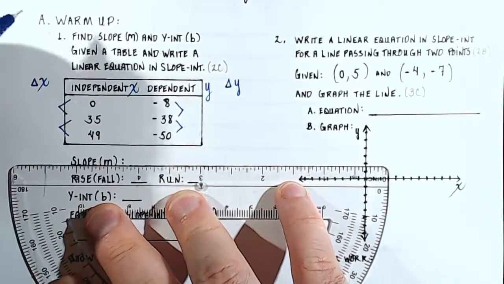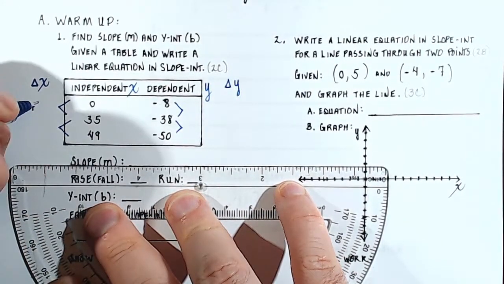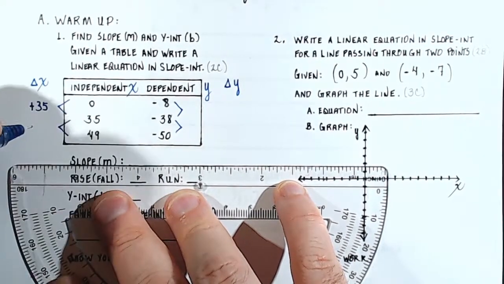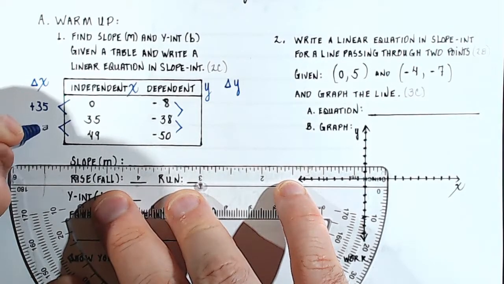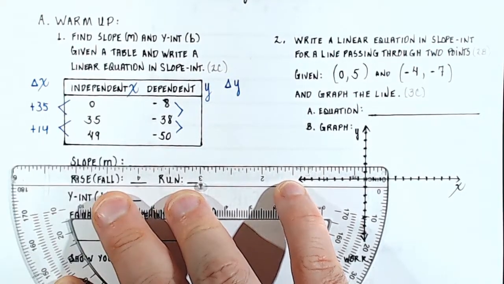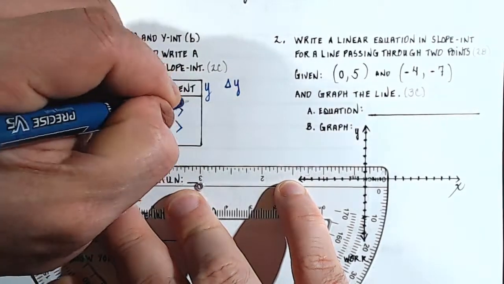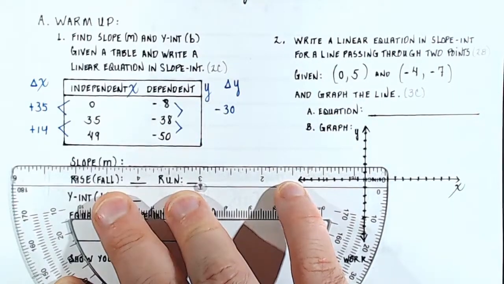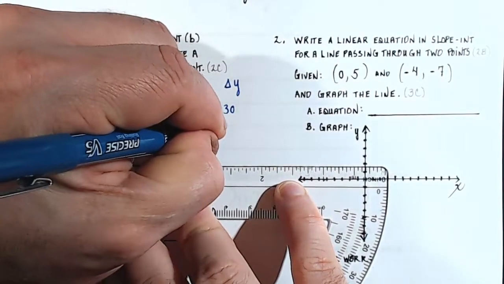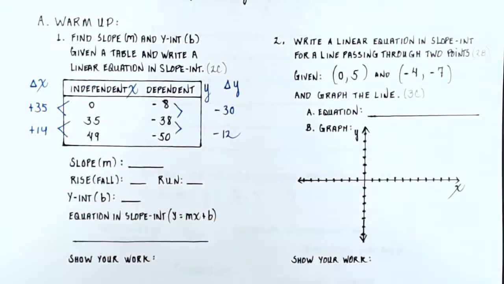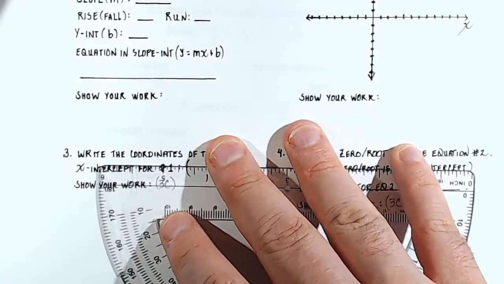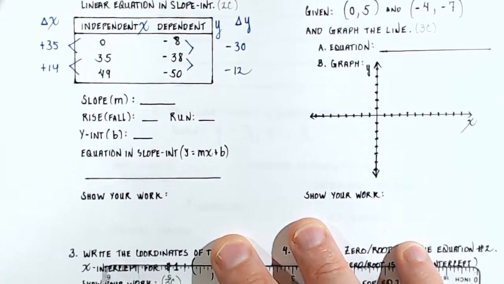So from 0 to 35, that's plus 35. From 35 to 49, that is plus 14. From negative 8 to negative 38, that is minus 30. And from negative 38 to negative 50, that is minus 12. Okay, so we'll skip filling this out just yet. Let's go down here.